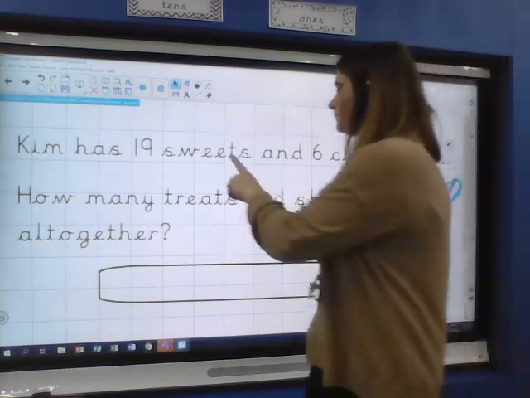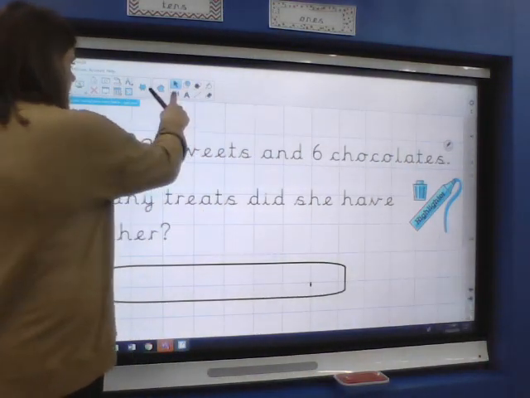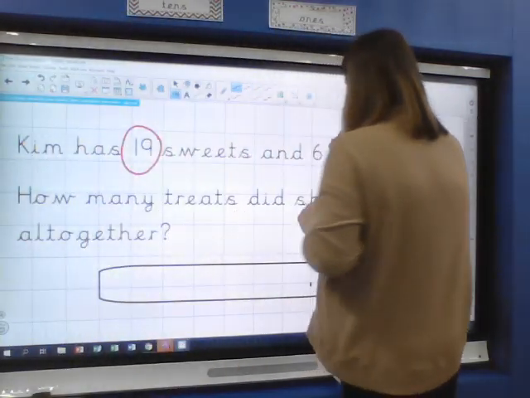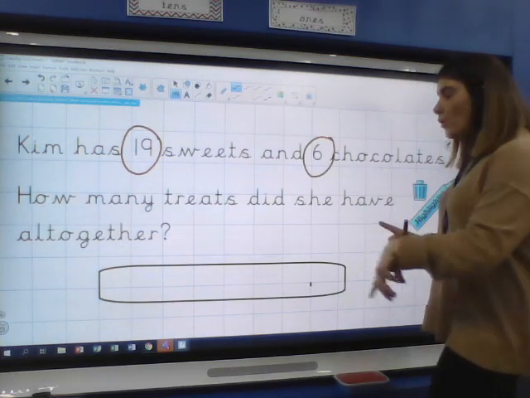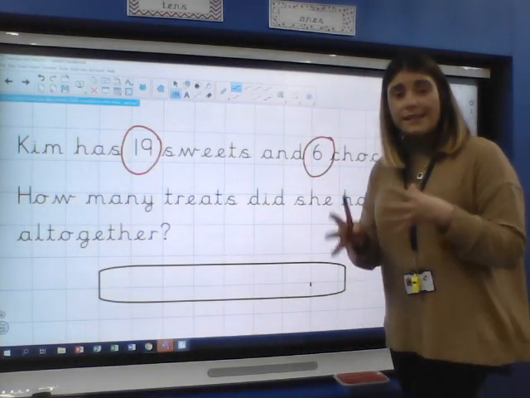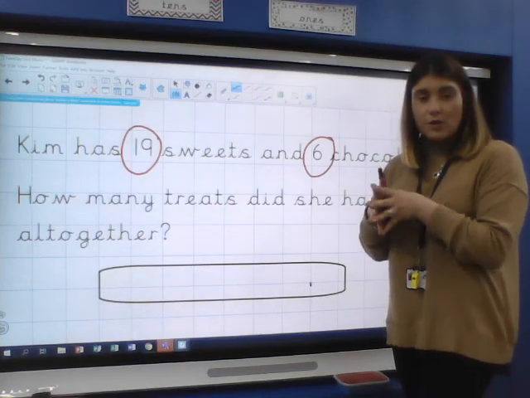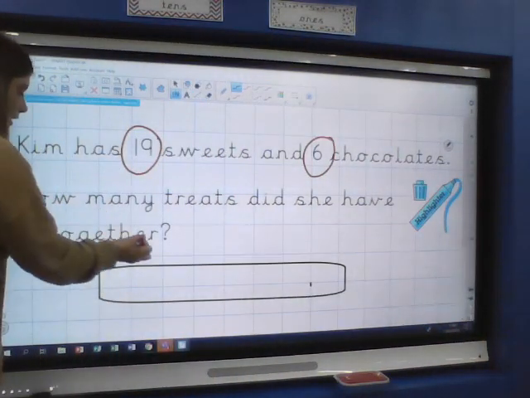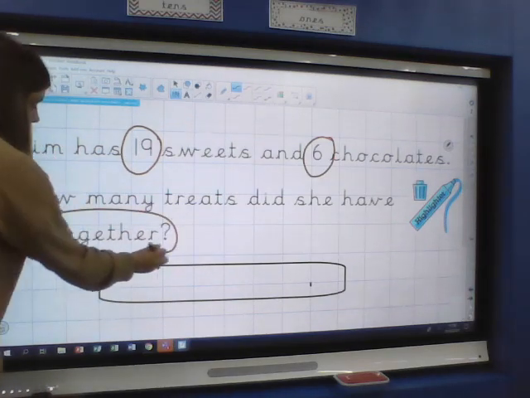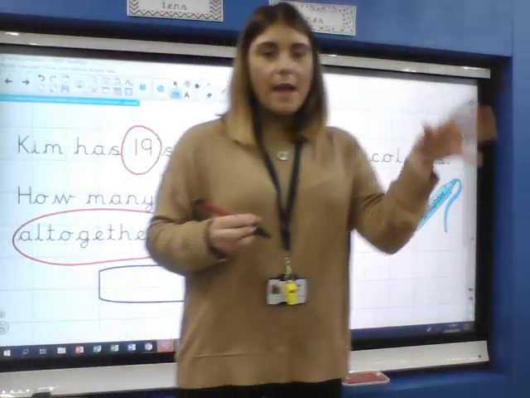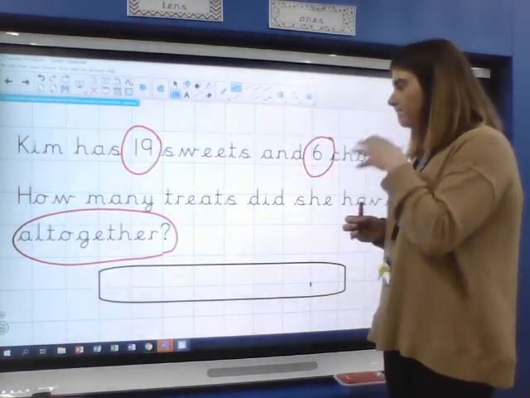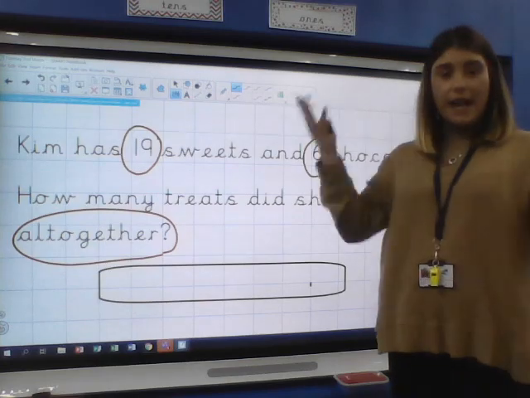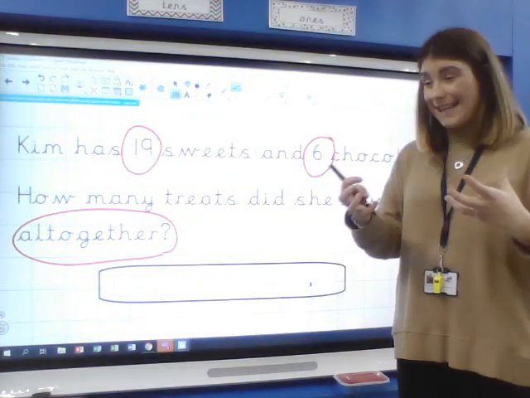So we need to know the numbers in the problem. So 19 sweets is important. 6 chocolates is important. And this word altogether is very important because that tells us which operation we're going to be using, if we're using addition or subtraction. Now, if we want to know how many altogether, that tells me that we're going to be adding. So the first step is to find that important information within a problem. So I've got 19 and 6, and I want to know how many that is altogether. So I know that altogether means I'm adding.